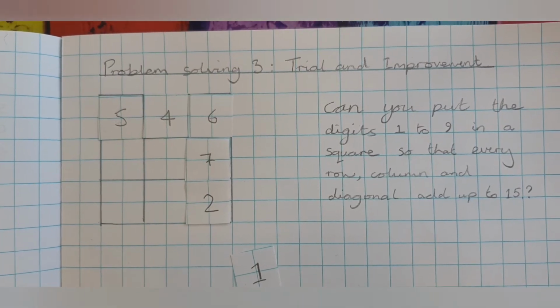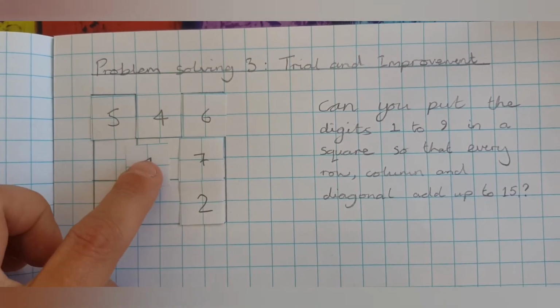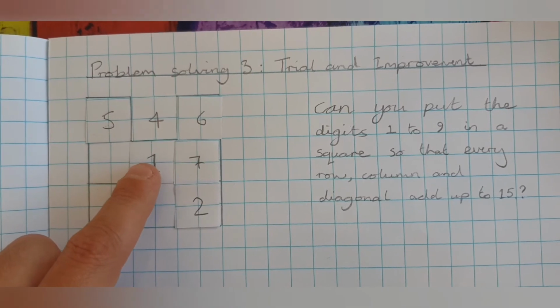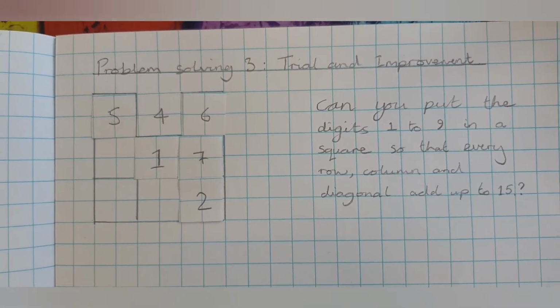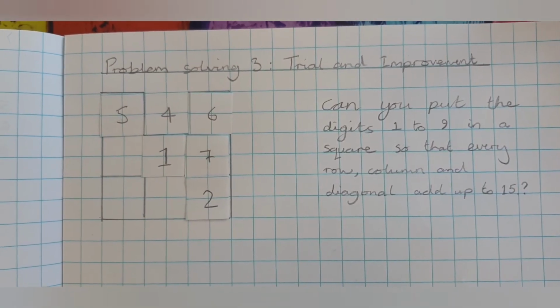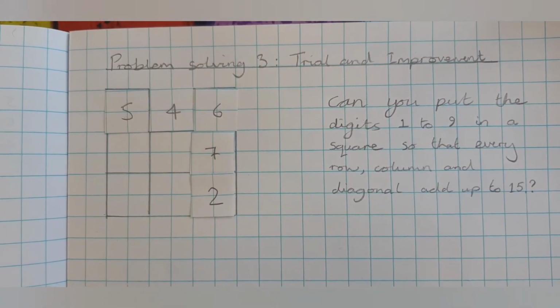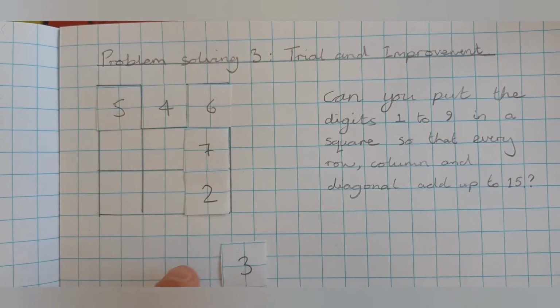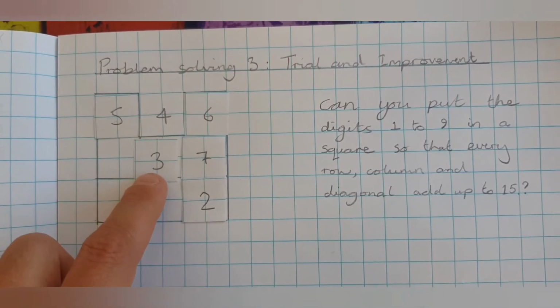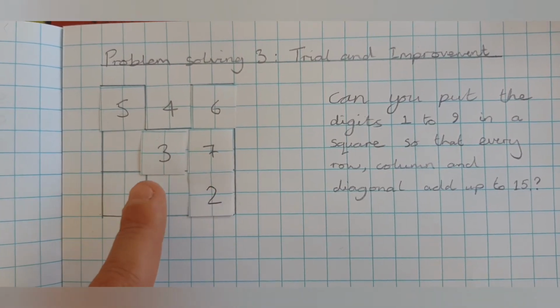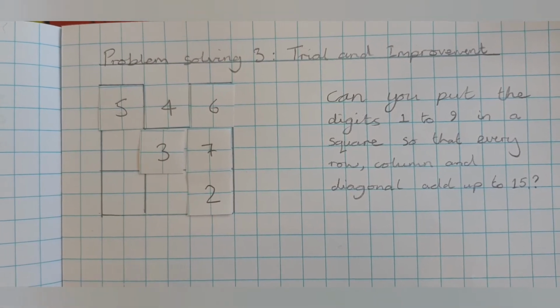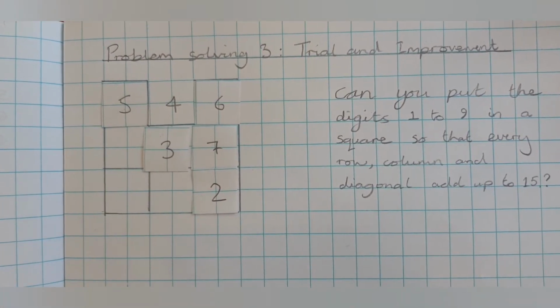So maybe, what should I put? I'm going to put a 1 there. So now I've got 7 plus 1 is 8, which means if I want to get from 8 to 15, I need 7. Oh, I can't do that. Okay, I'm going to use my trial and improvement to try to improve that now. How about if I put a 3 there? 7 and 3 is 10, but I've already used my 5, so that's not going to work.